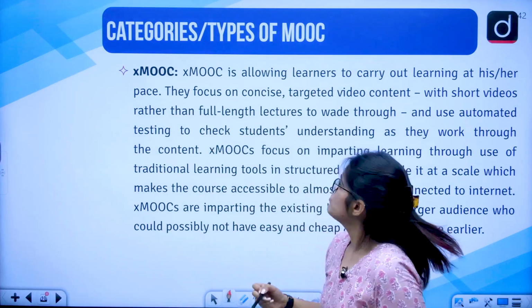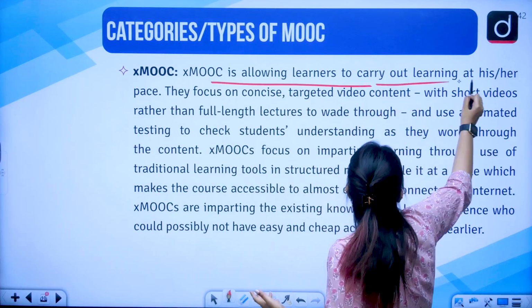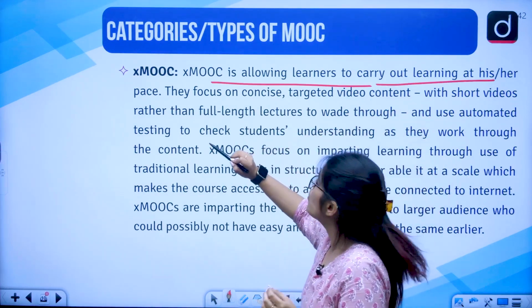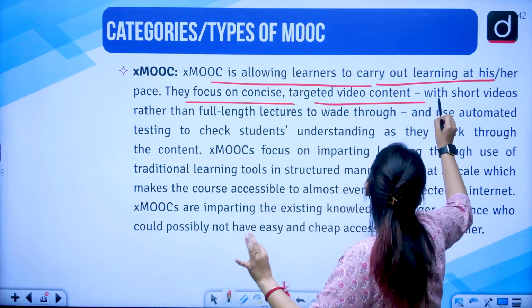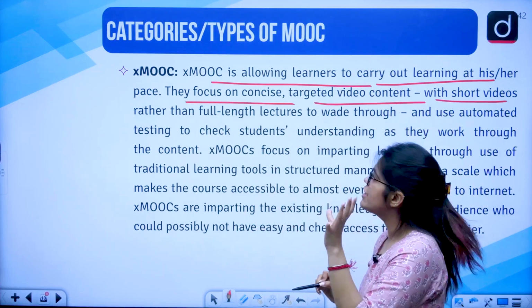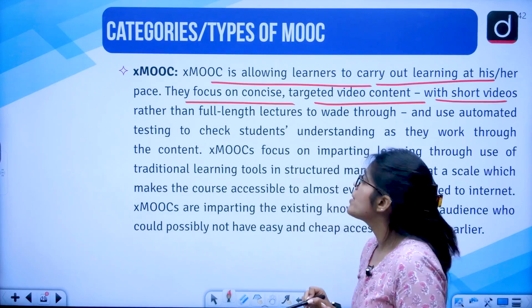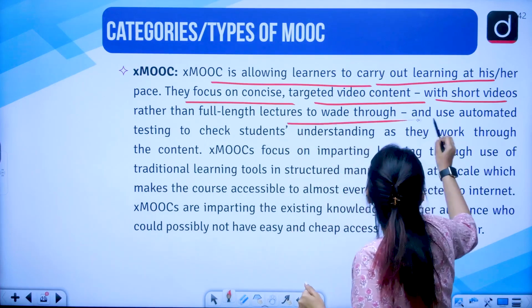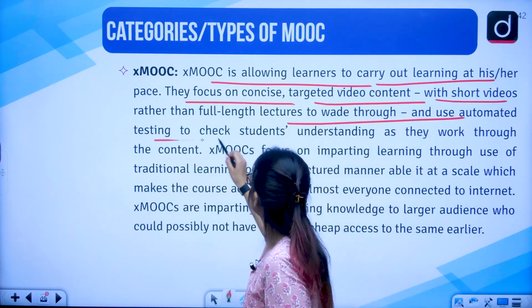Then you have X MOOC. So X MOOC allows the learners to carry out the learning at his or her own pace. They focus on concise, targeted video content with short videos rather than full-length videos. Crisp knowledge is now important. The lectures go through, they are automated. There is always testing done at the end.